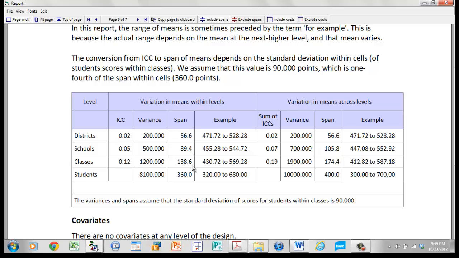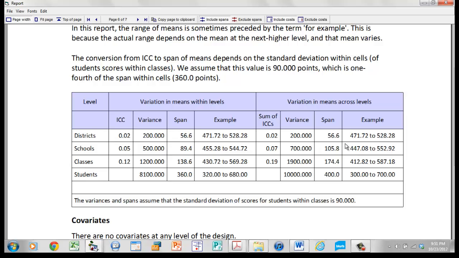So the span of school means across districts is going to be wider than the span of school means within a district. Similarly, if we look at classes, we said that the span of class means within a school was going to be about 90 points. But if we're looking at the span of class means across schools and across districts, so what we've done over here in the report is we give the span of means on the left within the next higher level, and on the right we give it across all the higher levels.